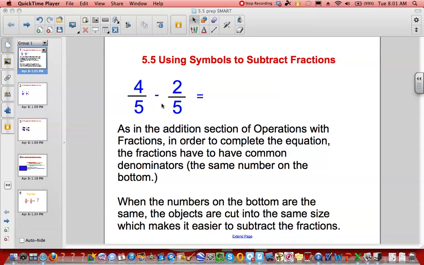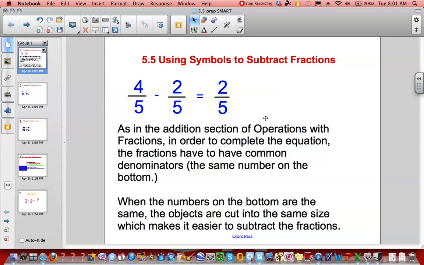If this was 4 over 5 minus 2 over 4, it would be a little bit different, but because they're both cut into 5 pieces, it's a lot easier to subtract that way. 4 over 5 minus 2 over 5 is 2 over 5. The 2 and the 5, no number can go into both of them. That's as low as we can go.